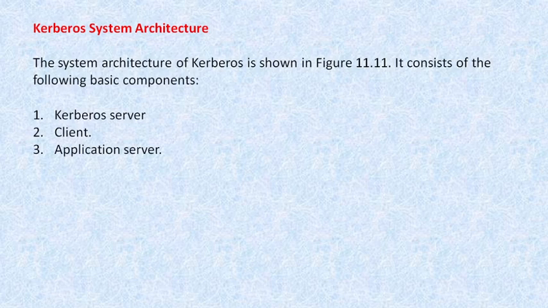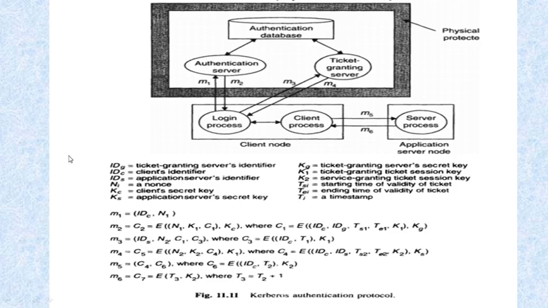Kerberos system architecture is one of the system architectures followed in authentication. In this system architecture, there are three basic components. The first one is the Kerberos server, which consists of three parts: Authentication Database, Authentication Server, and the Ticket Granting Server.